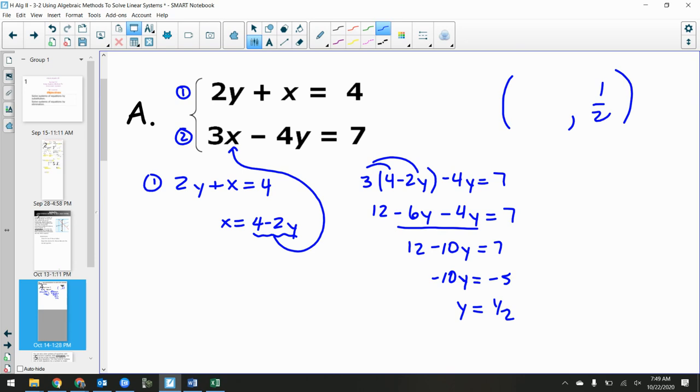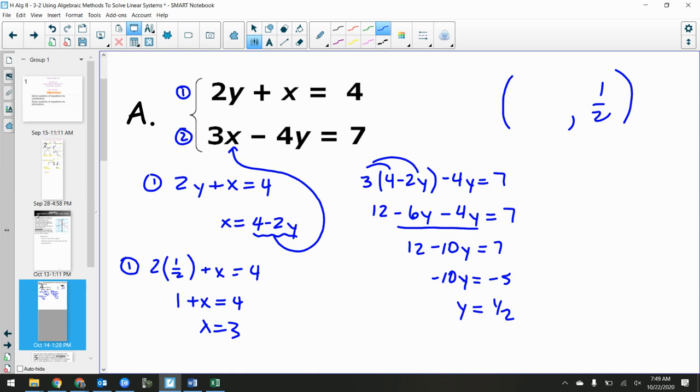I can plug it back into either one of my two equations, but in my opinion, it's going to be easiest to plug it back into equation 1, because x doesn't have a coefficient again, right? So we go back into equation 1, plugging in y as 1/2. 2 times 1/2 is 1. So x is 3.